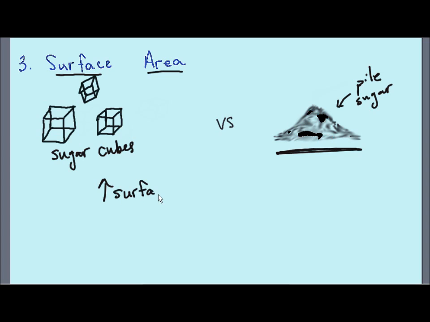So increased surface area equals increased rate of reaction, or faster reaction.